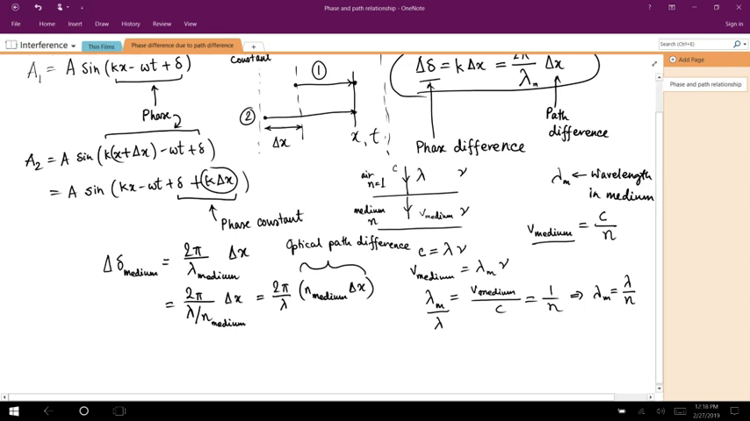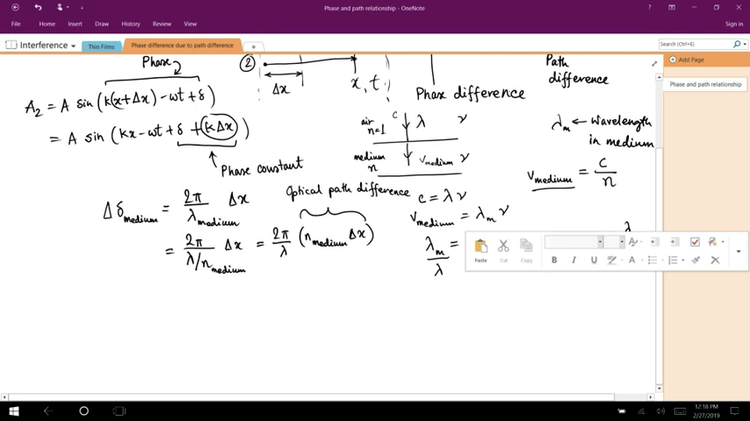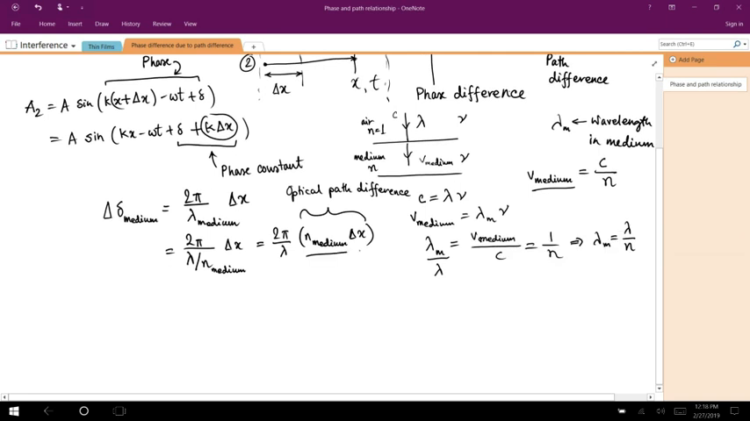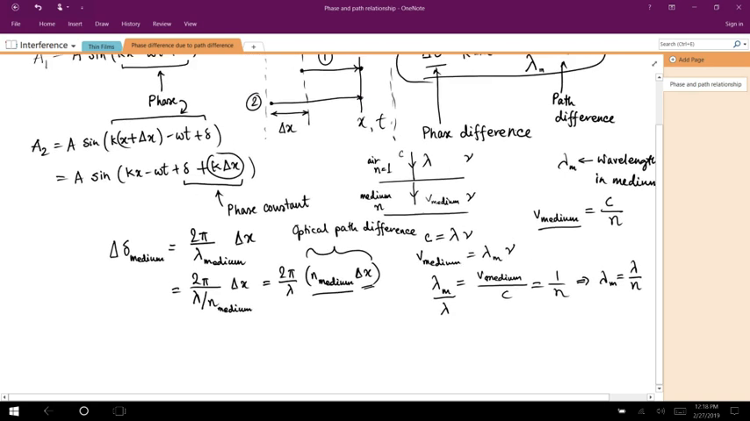But in general, if you have a medium, then the optical path difference is the refractive index of the medium multiplied by the path difference that you can observe. Okay, so that's the idea. So whenever you're finding the phase difference from path difference, what you have to do is multiply the optical path difference by 2 pi over lambda to get the phase difference.